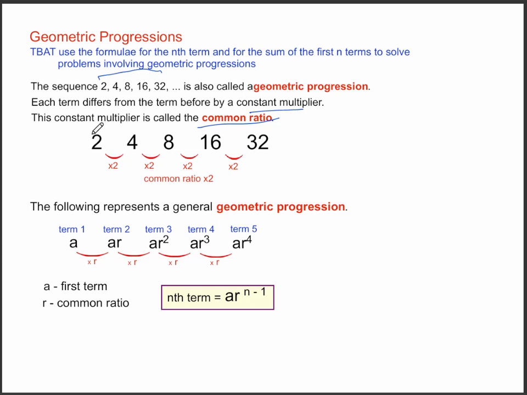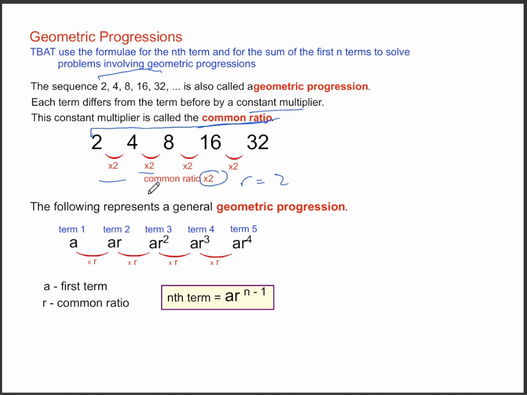For example, this sequence right here, 2, 4, 8, 16, 32. To get from one term to the next, what we need to do is multiply by 2, and so on. Therefore, that 2 is going to be your common ratio. We call that common ratio R, so R equals 2.